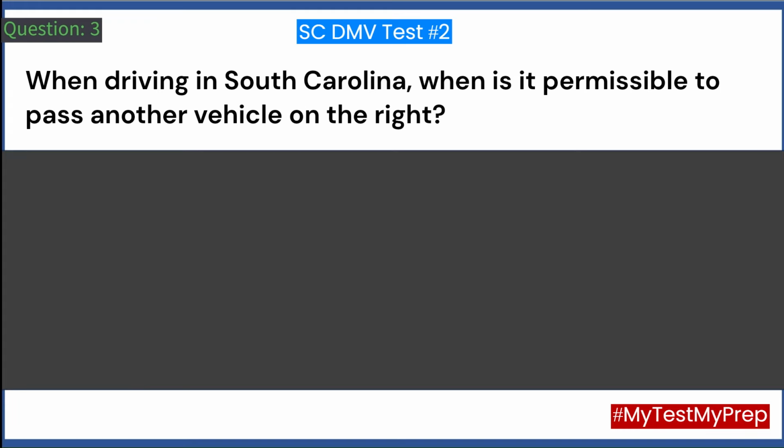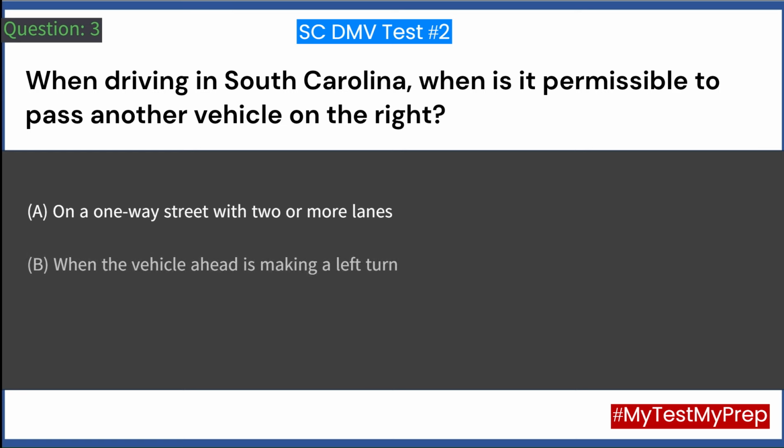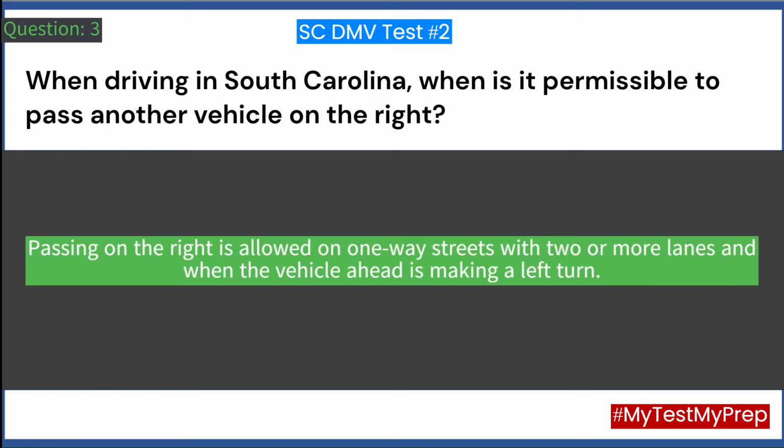safety. When driving in South Carolina, when is it permissible to pass another vehicle on the right? A. On a one-way street with 2 or more lanes. B. When the vehicle ahead is making a left turn. C. Both A and B. Answer, C. Passing on the right is allowed on one-way streets with 2 or more lanes and when the vehicle ahead is making a left turn.